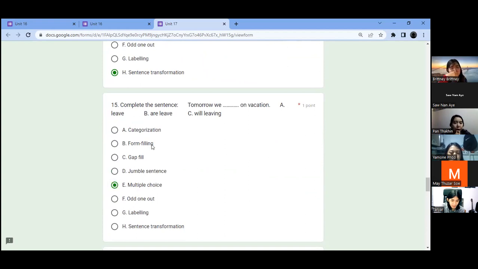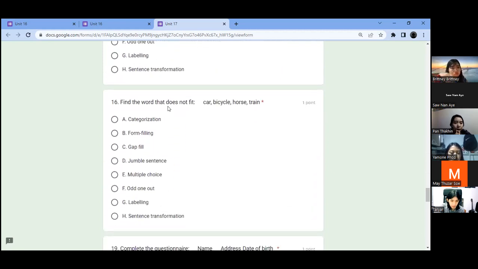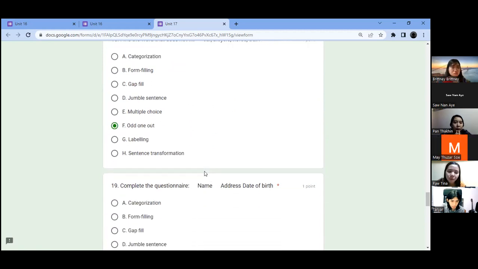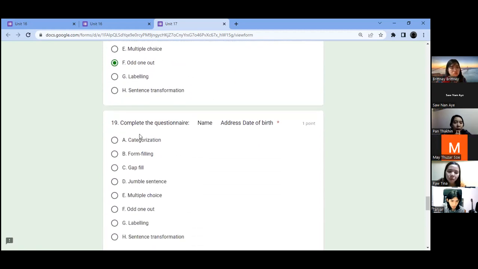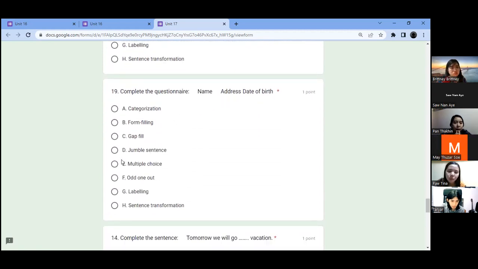This is multiple choice, right? Yes, multiple choice. Find the word that does not fit. Odd one out. Complete the questionnaire. Name. This is filling in a form.